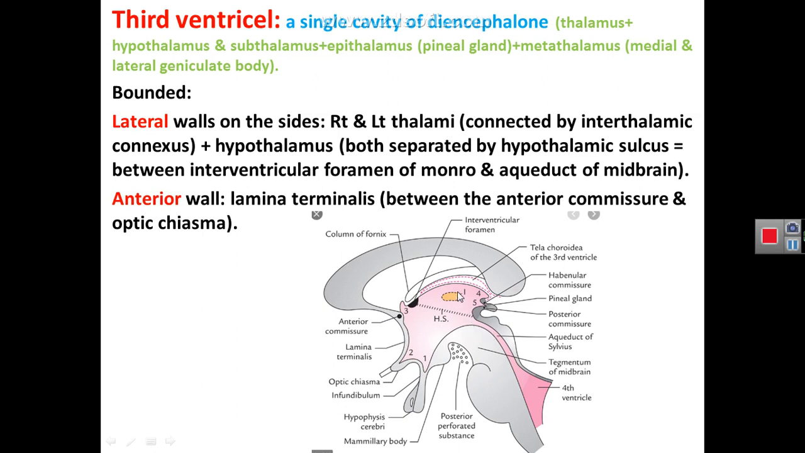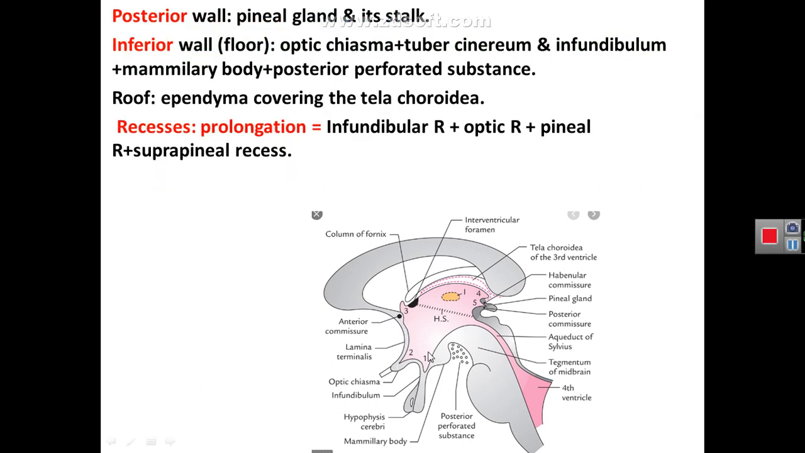You can see that the right and left thalami are connected by a gray matter, which is called interthalamic connexus, number 1, noted here. But this gray matter connection of the right and left thalami is not a functional connection. It is only an anatomical connection. You can see that the third ventricle is bounded anteriorly by the lamina terminalis, which extends from the anterior commissure to the optic chiasma, while posteriorly the third ventricle is bounded by the pineal gland and its stalk.